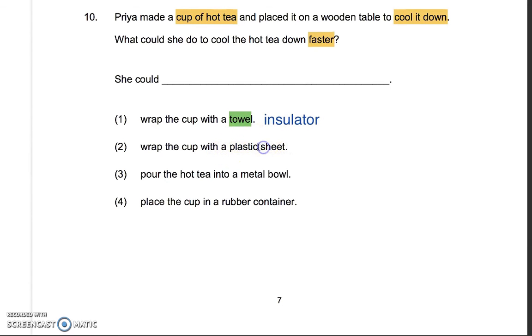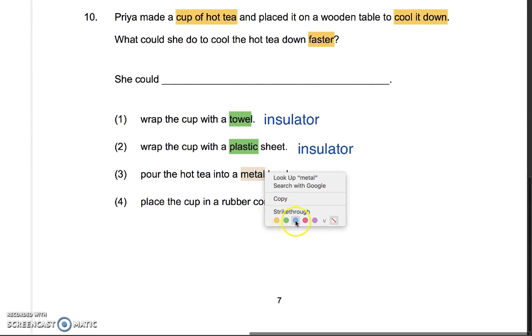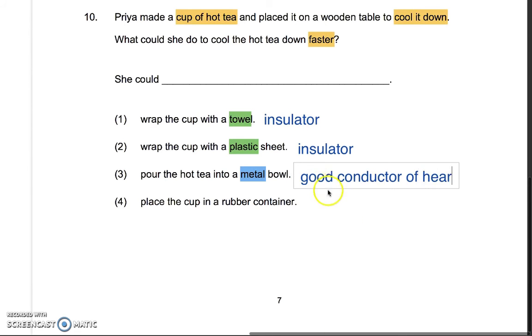Alright, so let's look at plastic sheet. Same thing, plastic sheet is plastic. So similarly to the towel, it is also an insulator. Okay. Next, the metal bowl. Metal bowl, as we all know, is a good conductor of heat. So I'm going to write here. Okay, it's good to write insulator of heat as well.